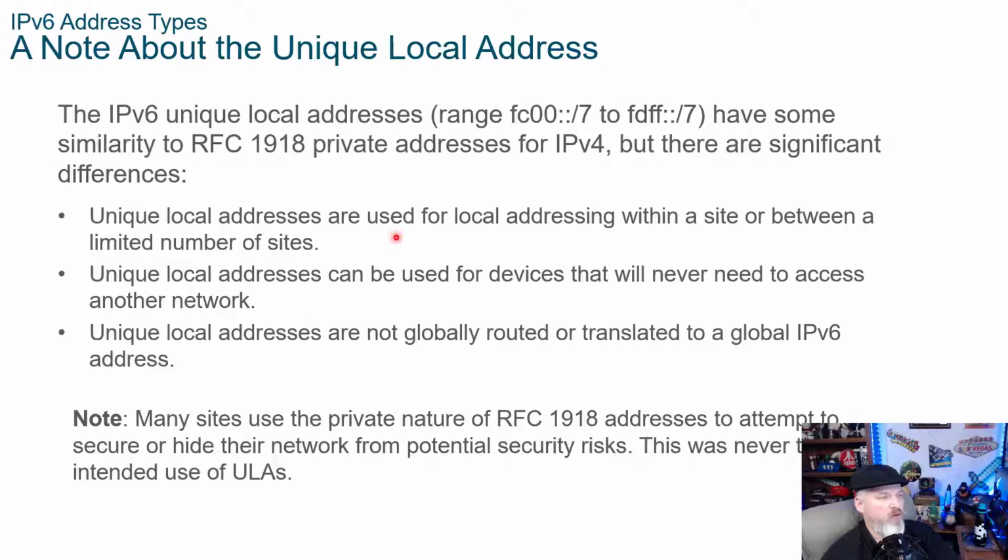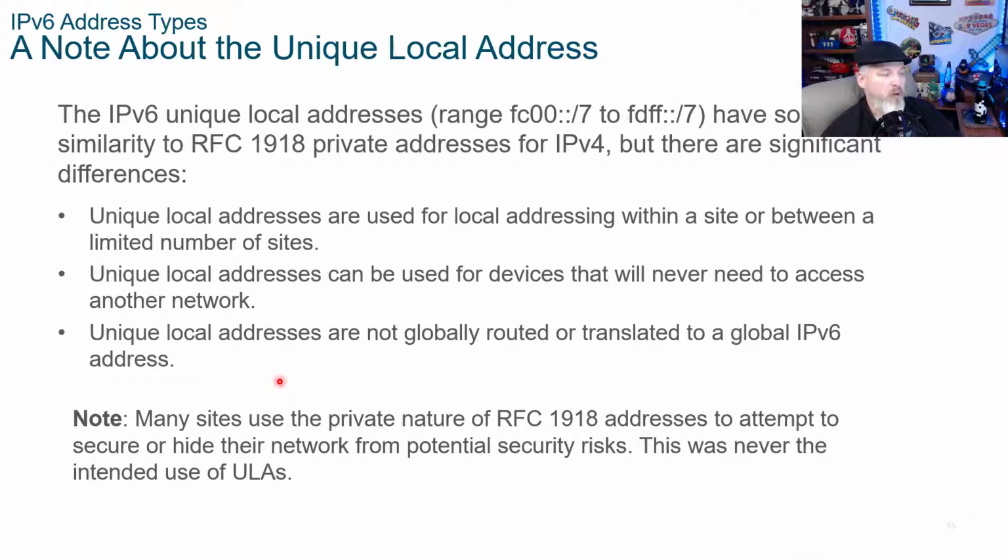Unique local addresses are used for local addressing within a site or between a limited number of sites. Think local area network. Unique local addresses can be used for devices that will never need access to another network. They're all self-contained inside. And unique local addresses are not globally routed or translated to a global v6 address.